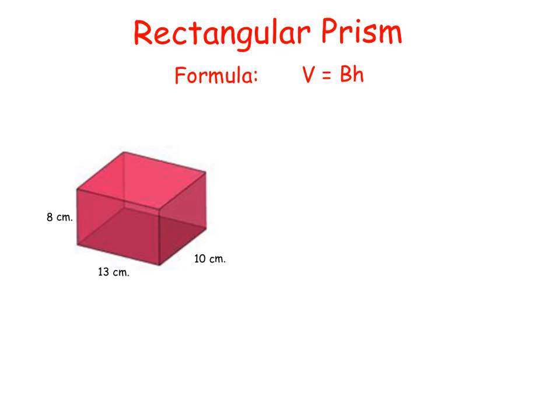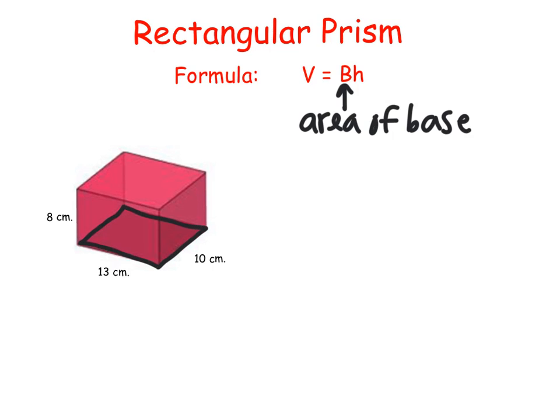Now let's go ahead and walk through an example where we have some actual numbers. Here we have a rectangular prism. The formula again is volume equals big B times h, where big B stands for the area of the base. So let's take a look at our rectangular prism and find the base. Here it is. So it is a rectangle, and you're going to need to just know the formula for area of a rectangle. The area of a rectangle is length times width.